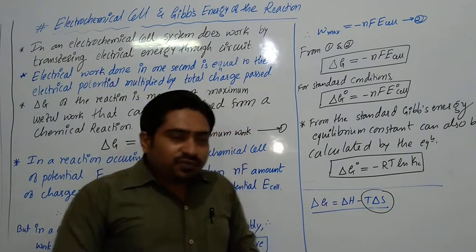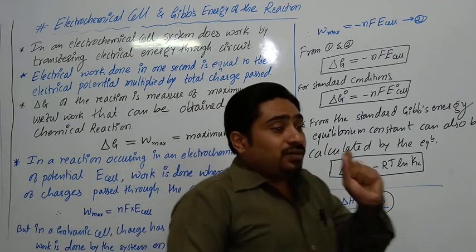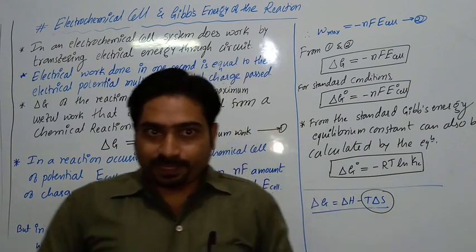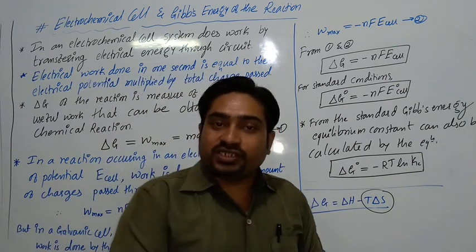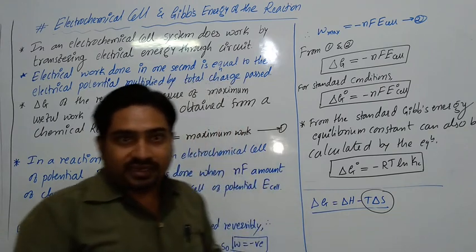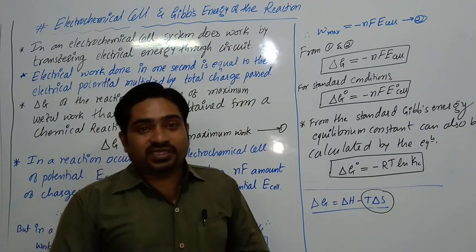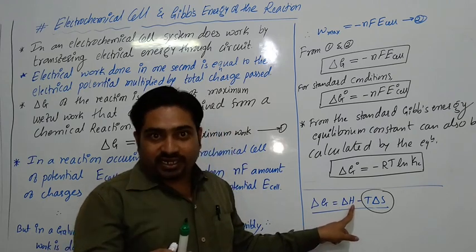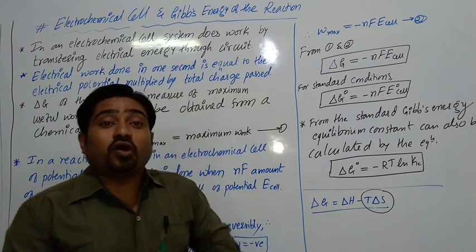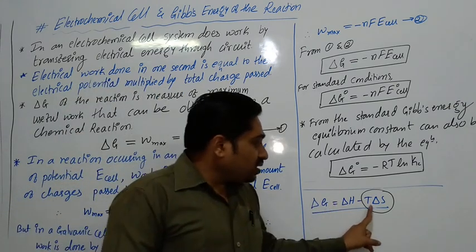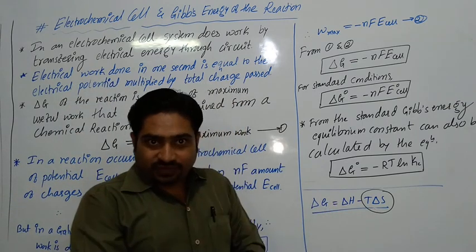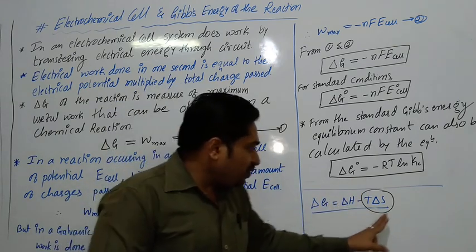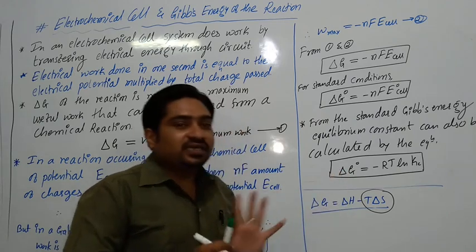So Gibbs free energy is the amount of energy given out by the system to perform useful work. The total energy of the system is delta H. The system does not give all of its energy; it always retains some amount with it, and gives out some amount. That amount of energy given out by the system is called delta G.